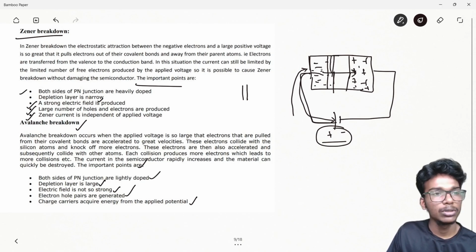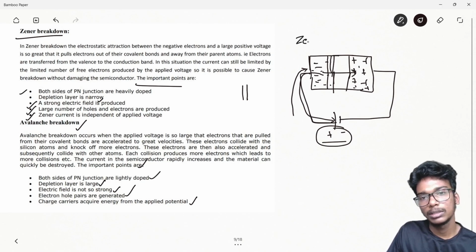I hope you guys got a basic idea about the Zener diode and its applications.